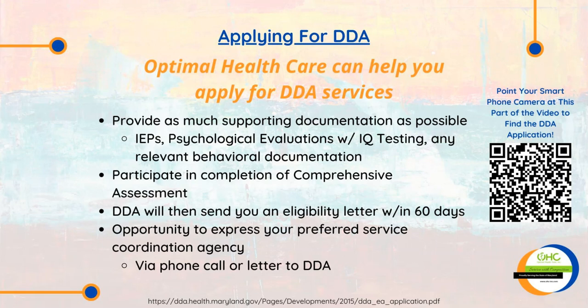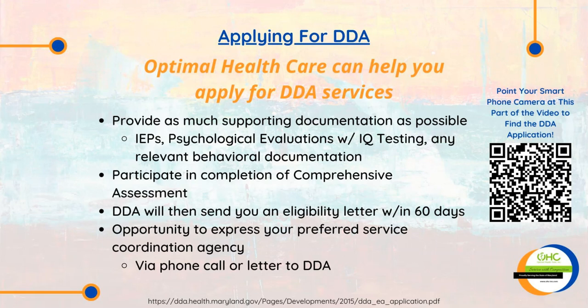After your application is received by DDA, DDA will randomly assign a service coordination agency to complete a comprehensive assessment with you. A comprehensive assessment consists of specialists gathering the appropriate documentation and composing a report that will describe and justify your child's need for DDA services. Completing the comprehensive assessment requires an interview with the caregiver and/or individual to ensure that the report is personalized and reflects the individual's unique needs.